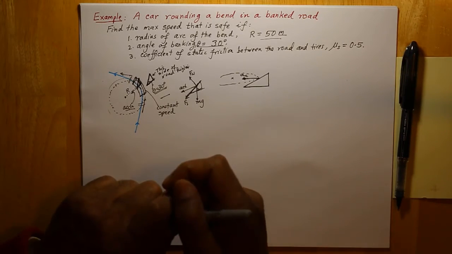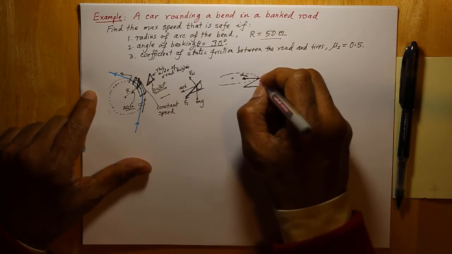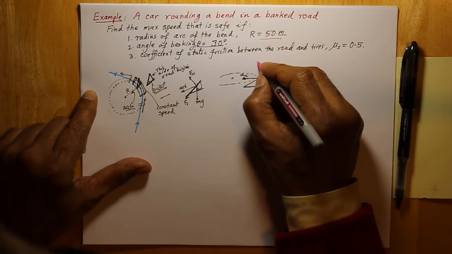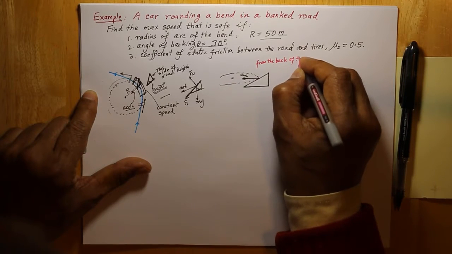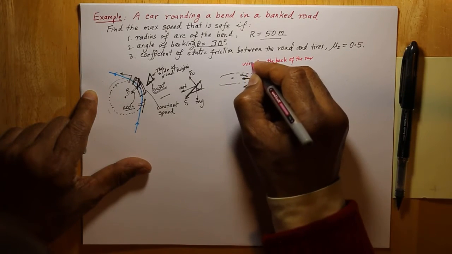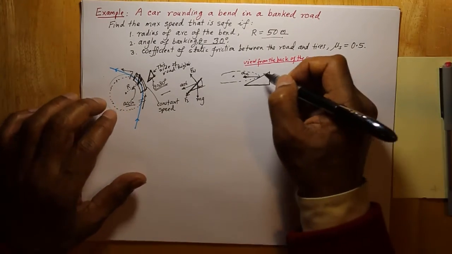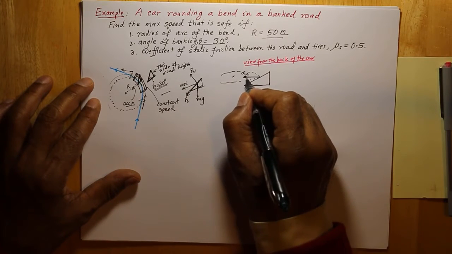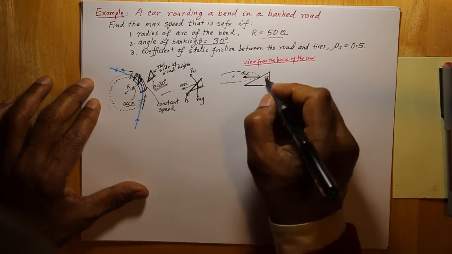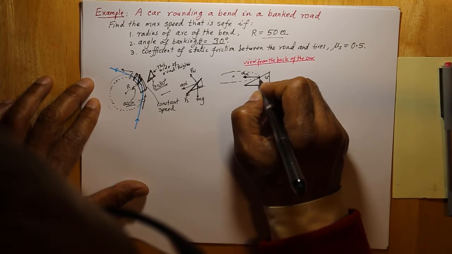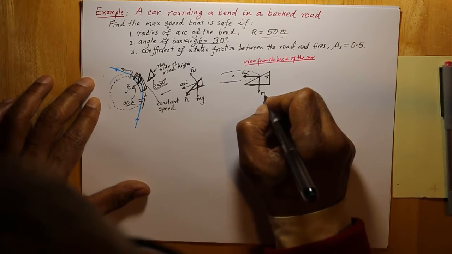So let's see. Perpendicular to that is the back, so we're looking from the back of the car. This is the view from the back of the car. Front and back we're not interested in, because we just want to know the speed, and that can be obtained if I know the acceleration. Weight is straight down, the flat bottom of the road, and this is mg.